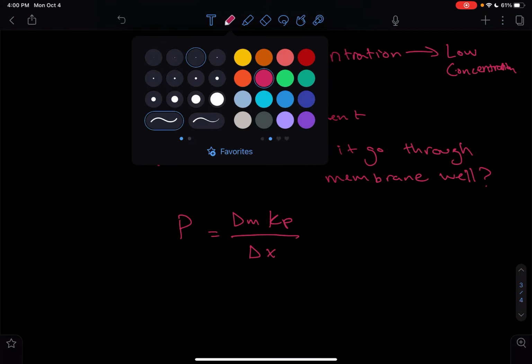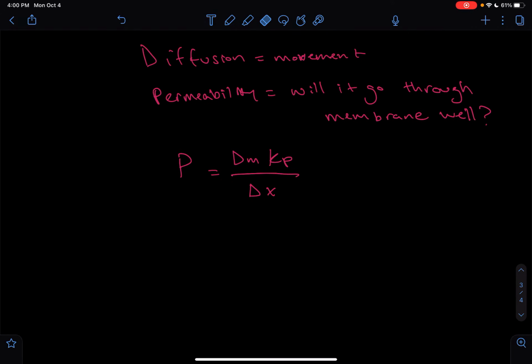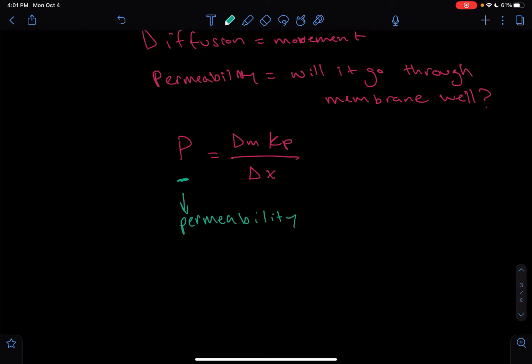Just because there's a bunch of letters, let's not get confused. So P is permeability, that's just permeability. And what affects permeability? The diffusion coefficient. If diffusion is going well, then you're going to be moving through the membrane well. The partition coefficient. So what is the partition coefficient? Partition coefficient is basically talking about whether something is hydrophobic, and I'll tell you what that exactly means.